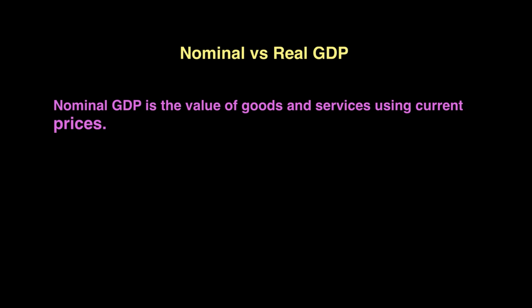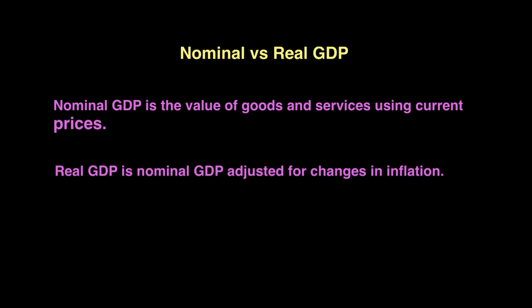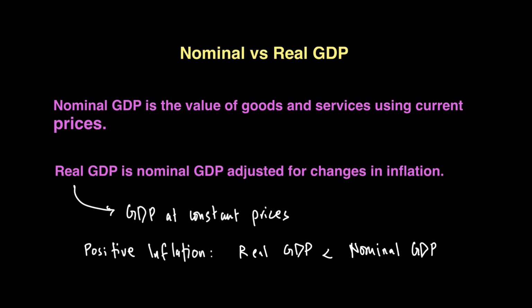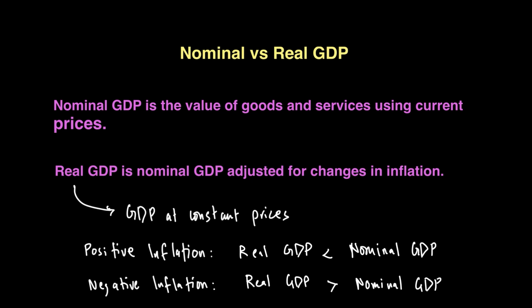When we look at nominal versus real GDP, nominal GDP is the value of goods and services using current prices, while real GDP is nominal GDP but adjusted for changes in inflation. It is sometimes referred to as GDP at constant prices because we are keeping the prices constant. If inflation is positive, real GDP will be lower than nominal GDP. However, if inflation is negative, which means deflation is happening, then real GDP will be higher than the nominal GDP.